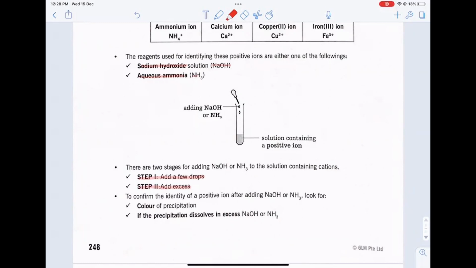To confirm the identity of a positive ion, after adding sodium hydroxide or ammonia, look for the color of the precipitate, as well as if the precipitate dissolves in excess sodium hydroxide or ammonia.